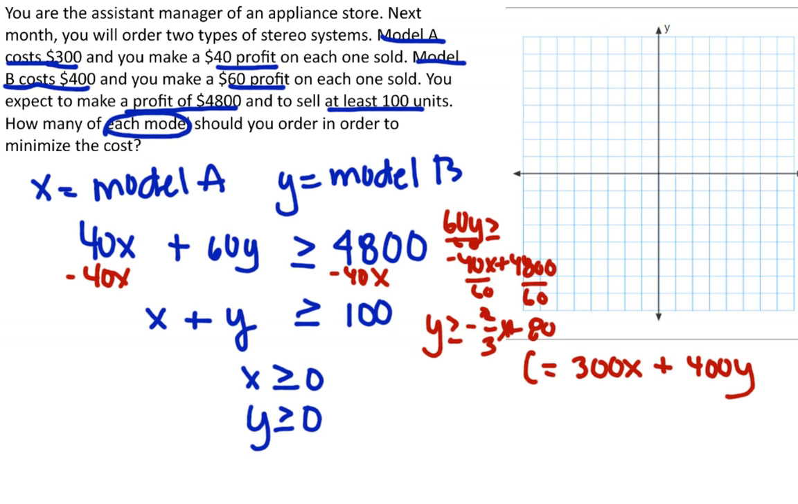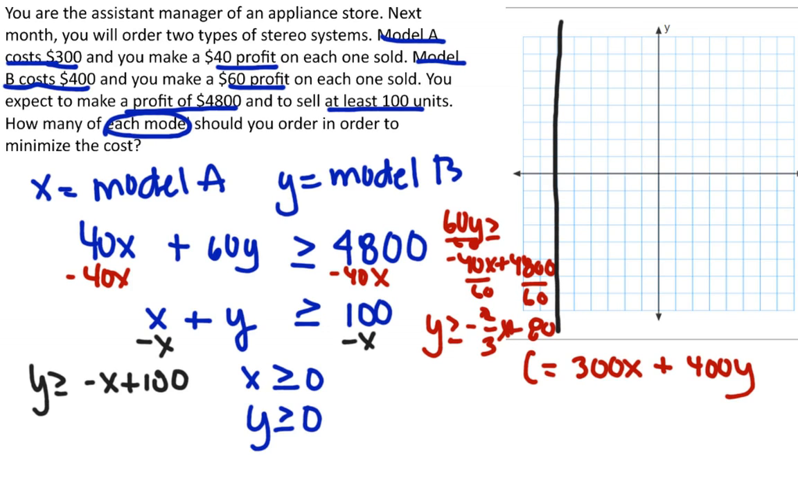Okay, second one, we're going to subtract x from each side, and that gives me y is greater than or equal to negative x plus 100. Now, as I'm looking at this, I know I'm in my first quadrant, so instead of leaving my axes where they are, I'm going to draw in new axes, and we're going to maybe count here by tens, I think that will work. So I'm going to label 10, 20, again 10, 20.